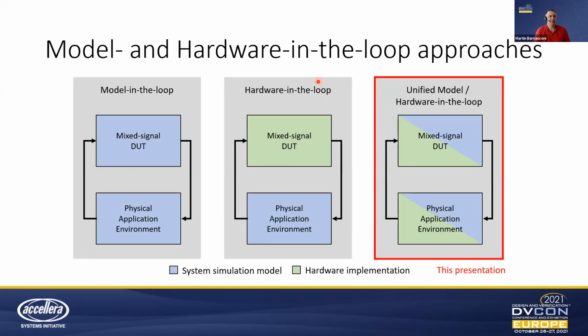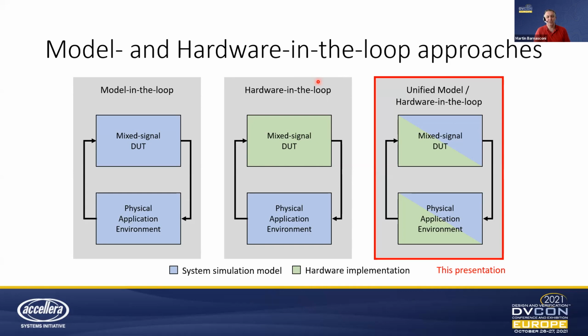Okay, let's zoom in a bit on the different hardware in the loop approaches: model in the loop, hardware in the loop, and what we call the unified model in the loop flow. At the left, you see the traditional simulation-centric model in the loop flow, where both the DUT and the application itself are running in simulation. Can be multiple simulators coupled together, but this is all happening in the simulation. So often rather straightforward to do.